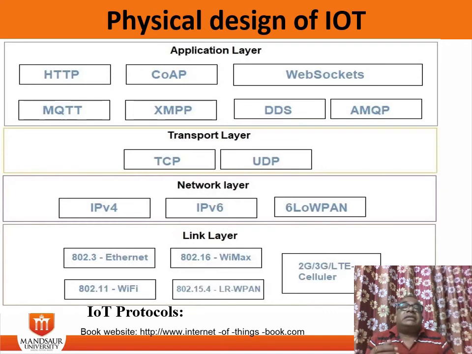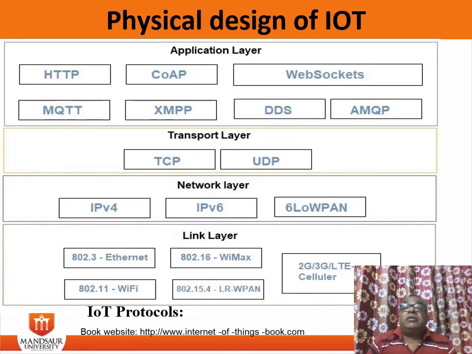Next one is WebSockets. The WebSockets protocol enables two-way communication between a client running untrusted code in a controlled environment and a remote host that has opted in to communications from that code. The security model used for this is the origin-based security model commonly used by web browsers.